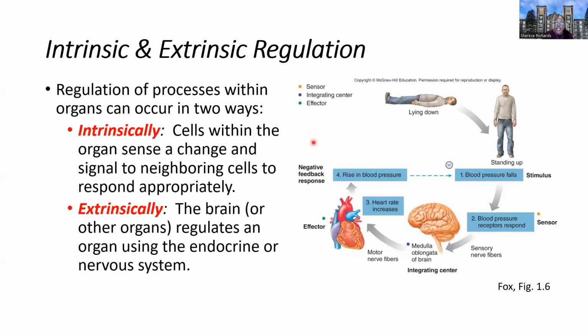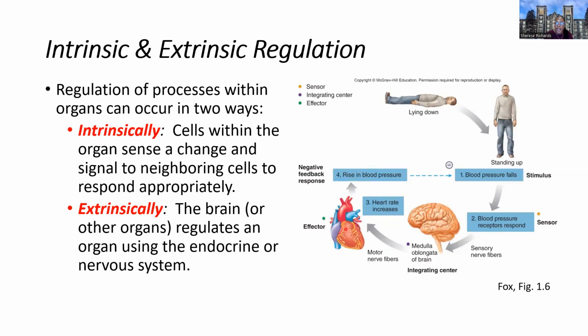Now we can think about intrinsic and extrinsic regulation, ways that we can modify or modulate these feedback cycles and homeostasis in general. And this can occur through two processes in various organs. Intrinsically, this is going to happen within the cells and the tissues in the organ in question. An example of this is the heart. The heart has various mechanisms to intrinsically regulate its own rate and rhythm. We call this autorhythmicity.